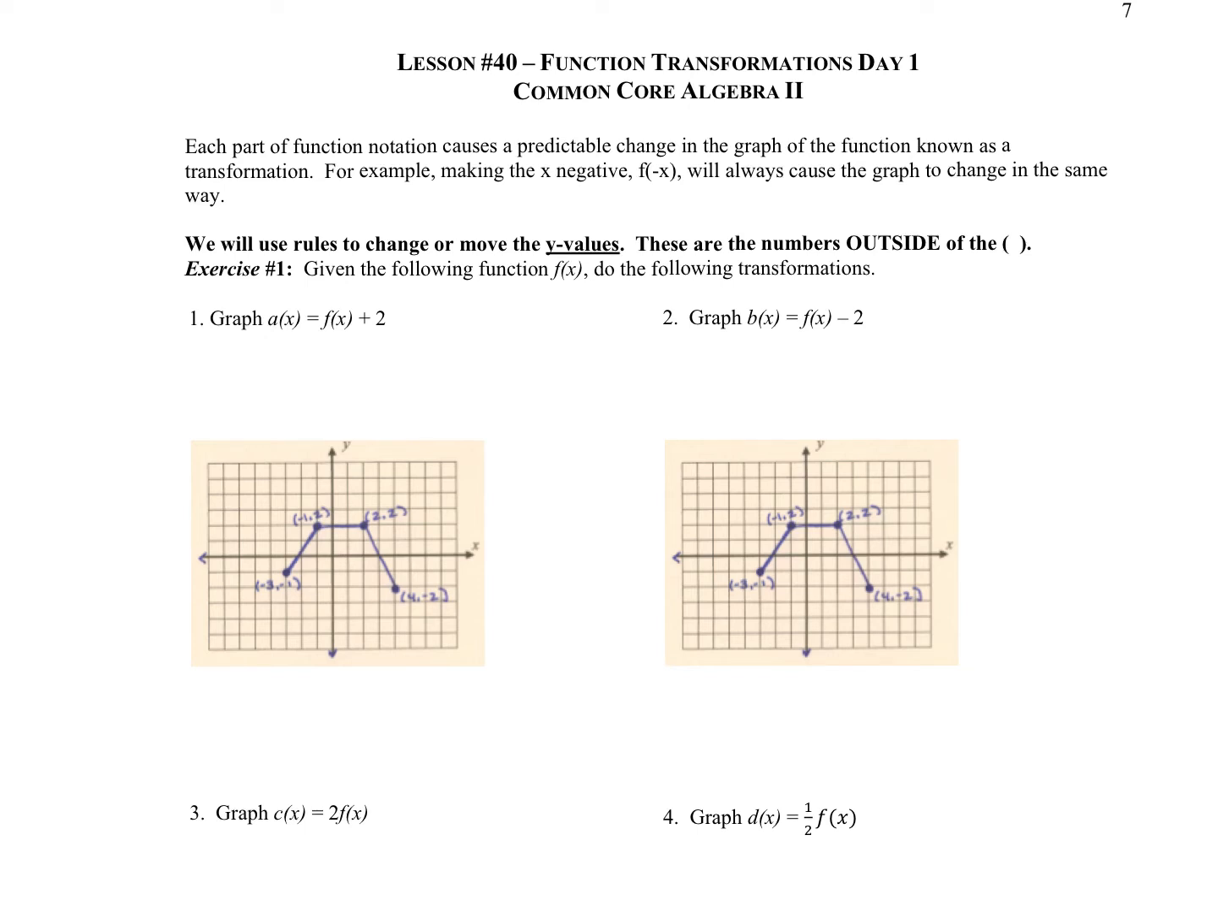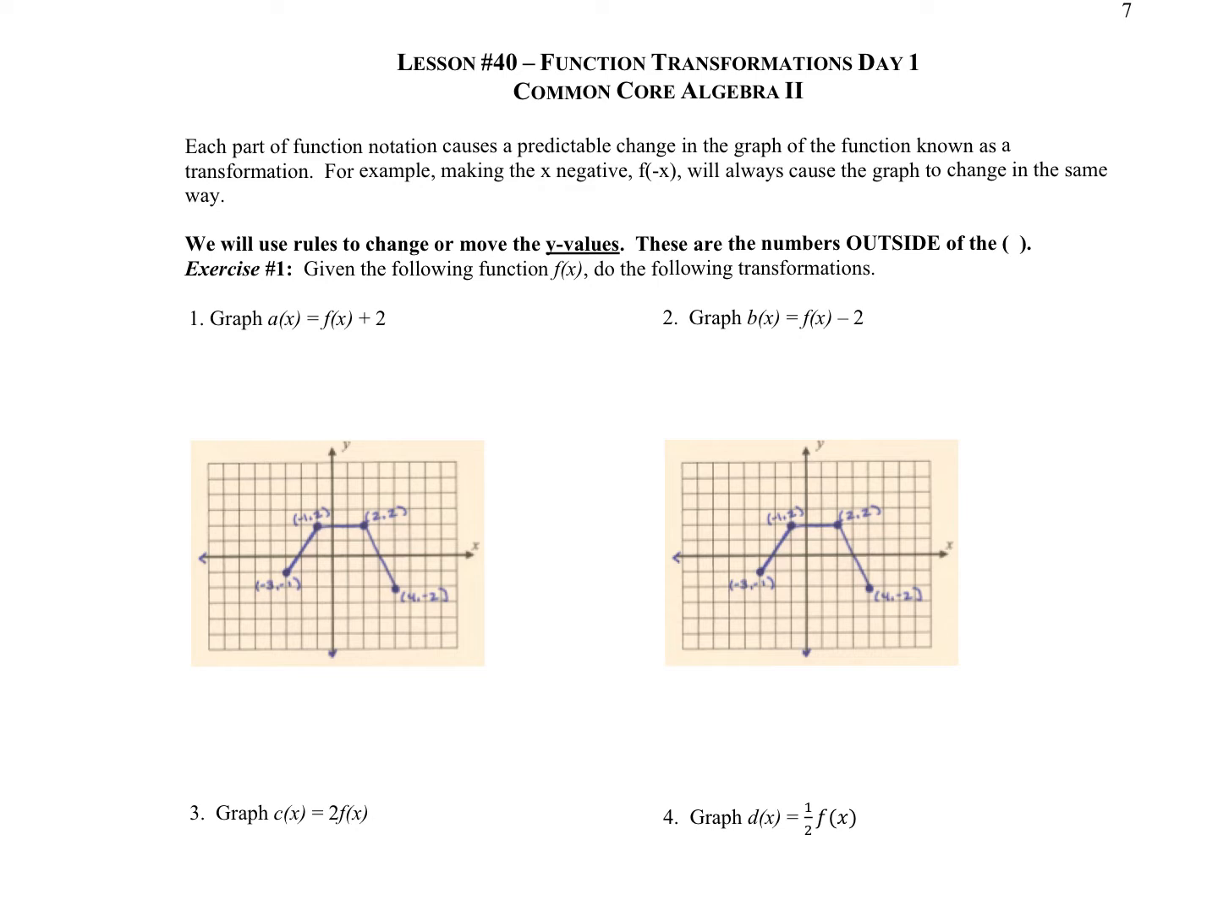In this lesson, we're going to look at how function notation can make predictable changes in graphs of functions. It says here, each part of a function notation makes a predictable change in the graph of the function known as a transformation. For example, making the x negative, f of negative x, will always cause the graph to change in the same way. So first we're going to look at rules that change y values, and we'll talk about why they do. It says we will use rules to change or move y values.